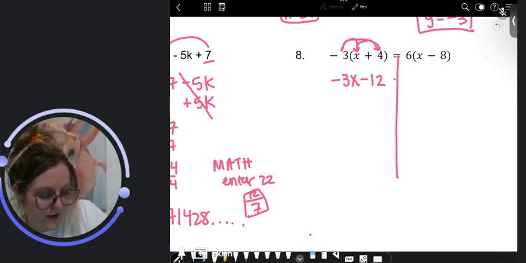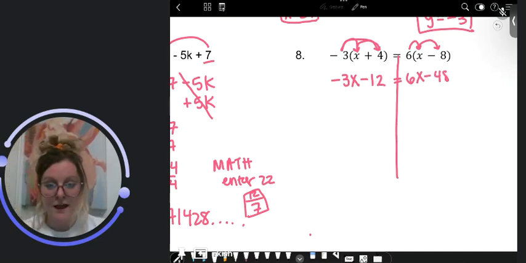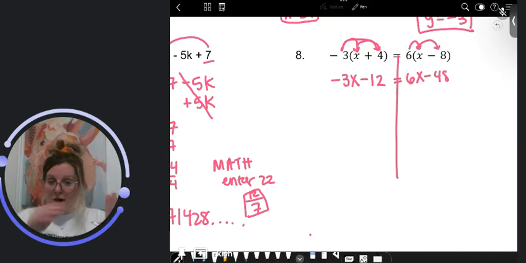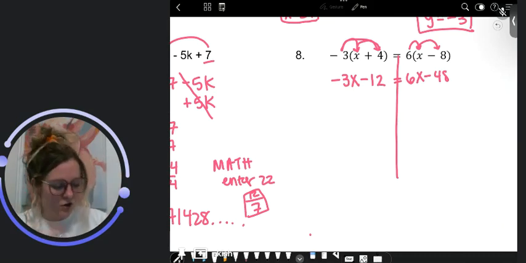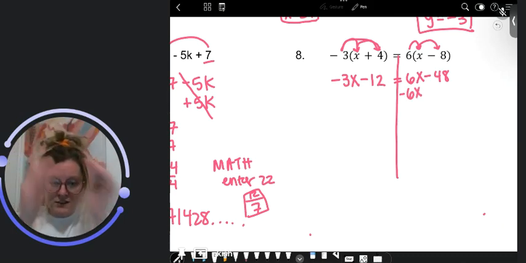All right, next one. Again, same idea. We are going to distribute by multiplying. 6 times X is 6X. 6 times -8 is -48. Then again, we know how to go from here. All of the X's need to go to one side. So I'm going to minus 6X. I'm taking the whole 6X with me.